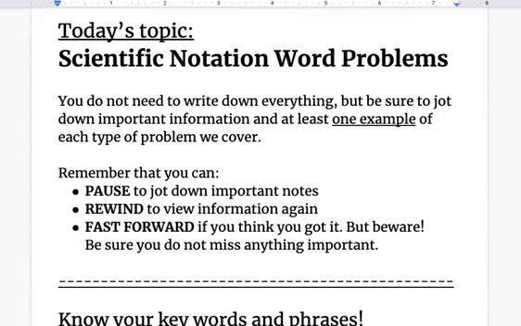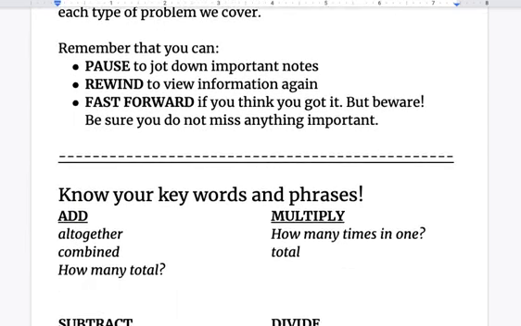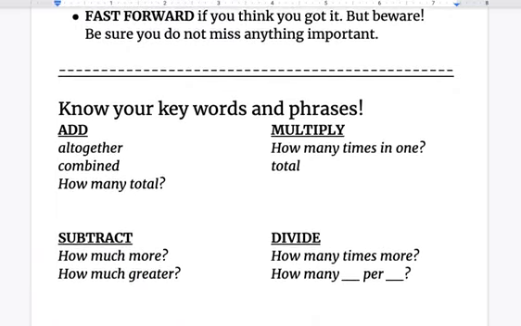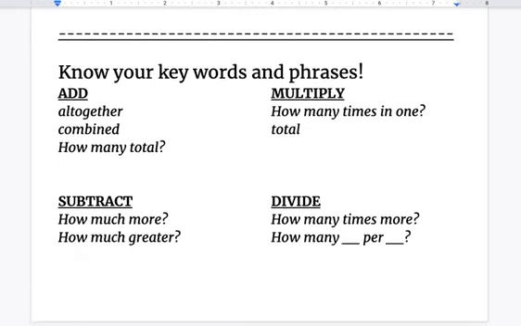So let's begin. For scientific notation word problems, just like any type of word problems, what you do need to pay attention to is your keywords and phrases, and obviously know how to add, subtract, multiply, and divide by scientific notation. What I have here are some keywords and phrases for adding, subtracting, multiplying, and dividing, so make sure that you pause the video and jot these down.